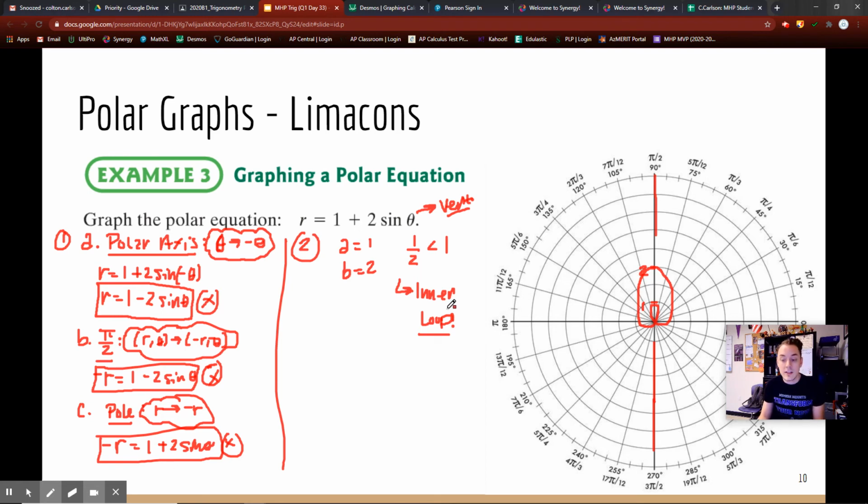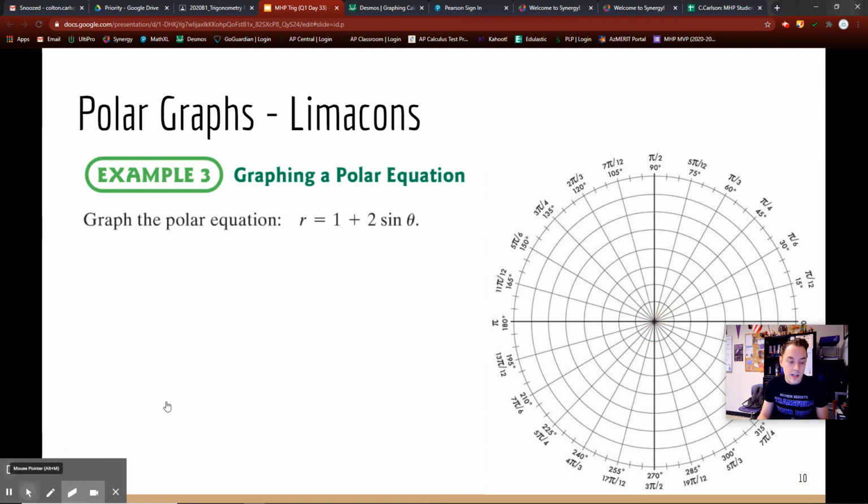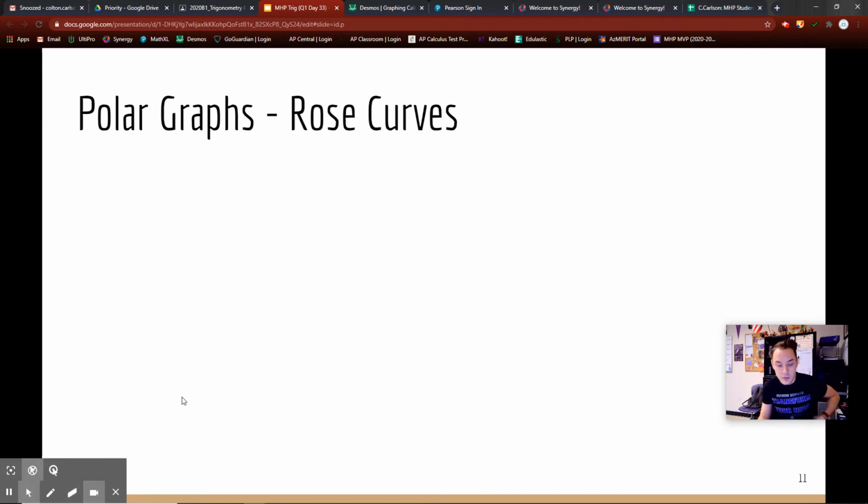Could you do a lot of this on Desmos? Obviously. So let's get to what we call rose curves now, and then I'm going to skip the symmetries for the next.